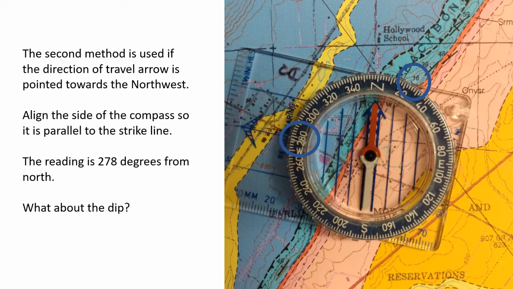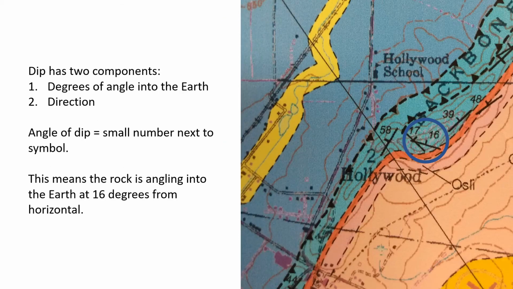But what about the dip? How do we find that? The dip has 2 components: degrees of angle into the earth and direction. The amount or angle of dip is the small number next to the symbol. In this case, 16. This means the rock is angling into the earth at 16 degrees from horizontal. If you look at the other strike and dip symbols, you will see that there is a great variation in the amount of dip.